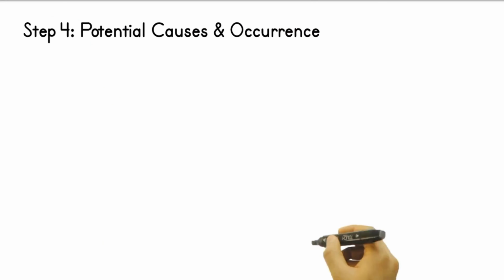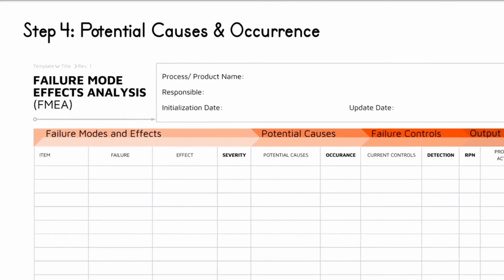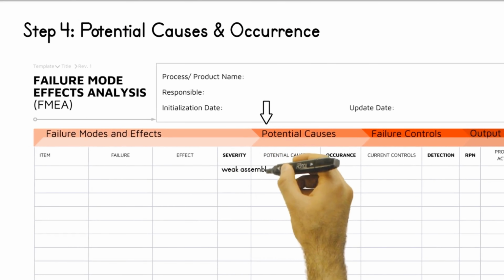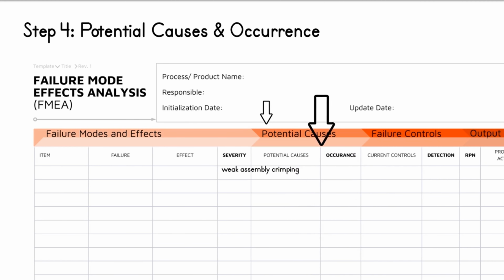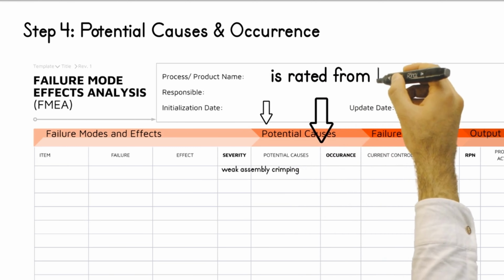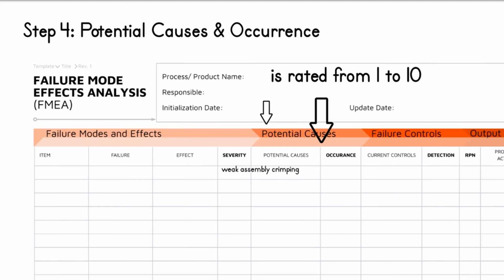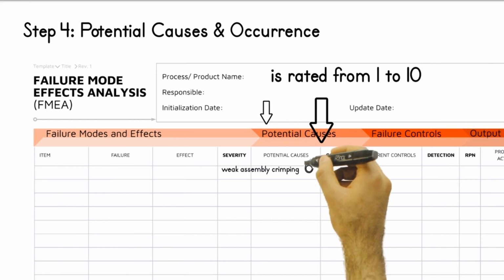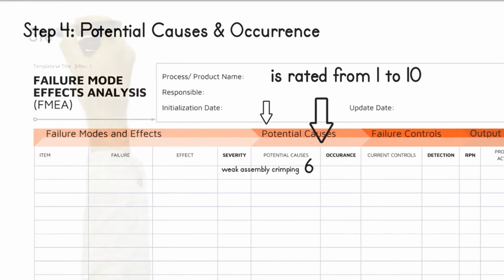Step 4. Potential causes and occurrence. Now define what causes the failure. For example, weak assembly crimping. Next, rate the occurrence, how often the failure is likely to happen. Occurrence is rated from 1 to 10. 1 means the failure is very unlikely. 10 means it happens very frequently. In our example, the occurrence rating could be 6.